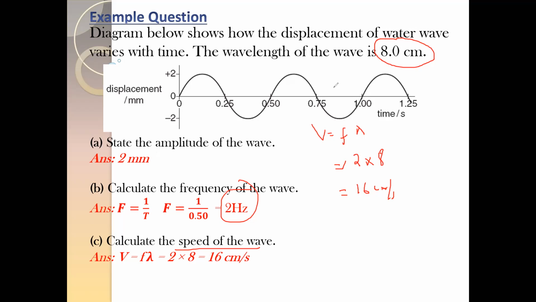Yes, that will also give you the same answer. Because the length of one wave, the wavelength, divided by the time taken by the wave gives you the speed as well. What is the length of one wave? That's given, 8 centimeter. And how much time was it taking? 0.5. So you use the formula distance over time. The distance was 8 centimeter and the time was 0.5. So 8 divided by 0.5, you will get the same answer.